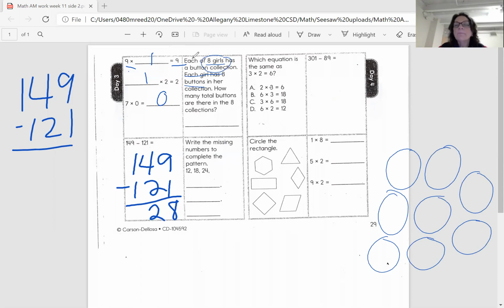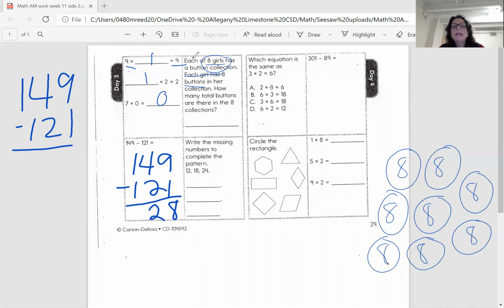Okay, each girl has 8 buttons. So I could draw 8 smaller circles to represent the 8 buttons. But at this point, I think I can just put an 8 in there. And what does the 8 inside the circle represent? It represents the 8 buttons that each girl has. So one more time, I have 8 girls. Each girl has 8 buttons.